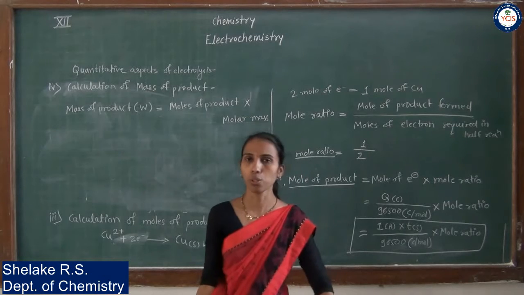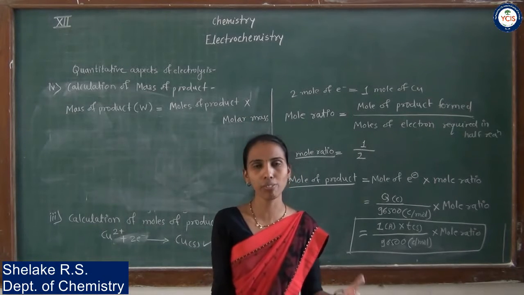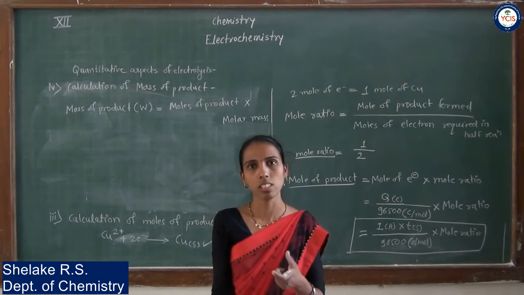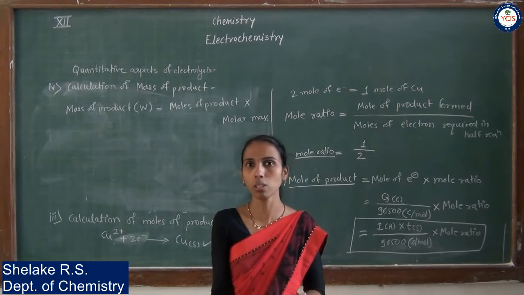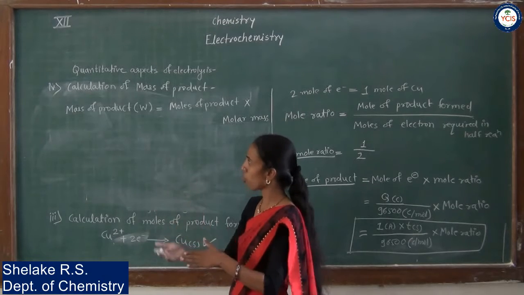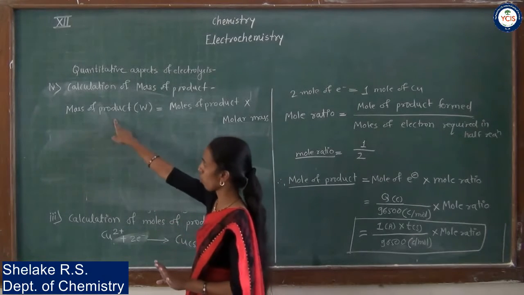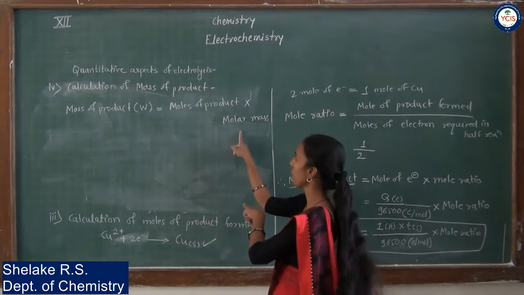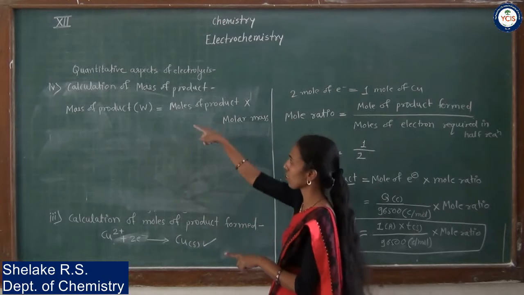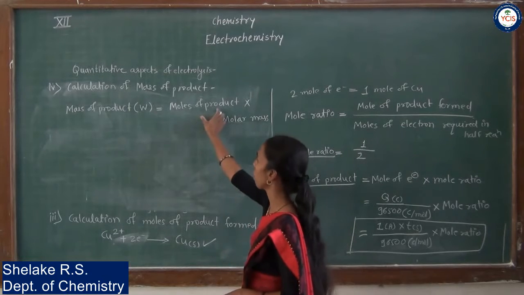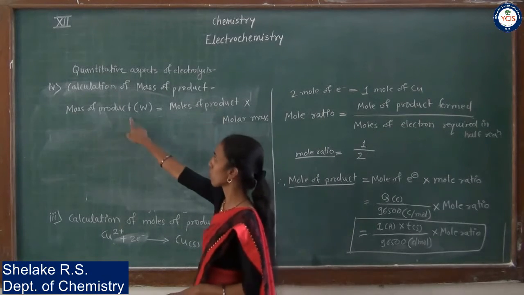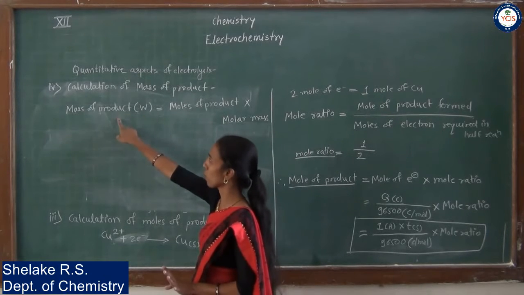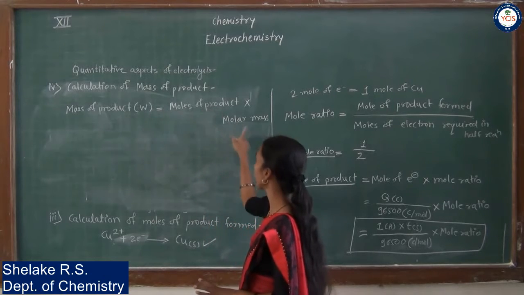You have studied in 11th standard how we can find the number of moles. Number of moles is nothing but weight of substance or mass of substance divided by its molar mass. So that formula only is written here: mass of a substance is equal to moles of substance into molar mass. That is the same formula, just simplified. How do we find the number of moles? Mass of substance divided by its molar mass. So we have written here: mass of a product is equal to moles of product into molar mass.